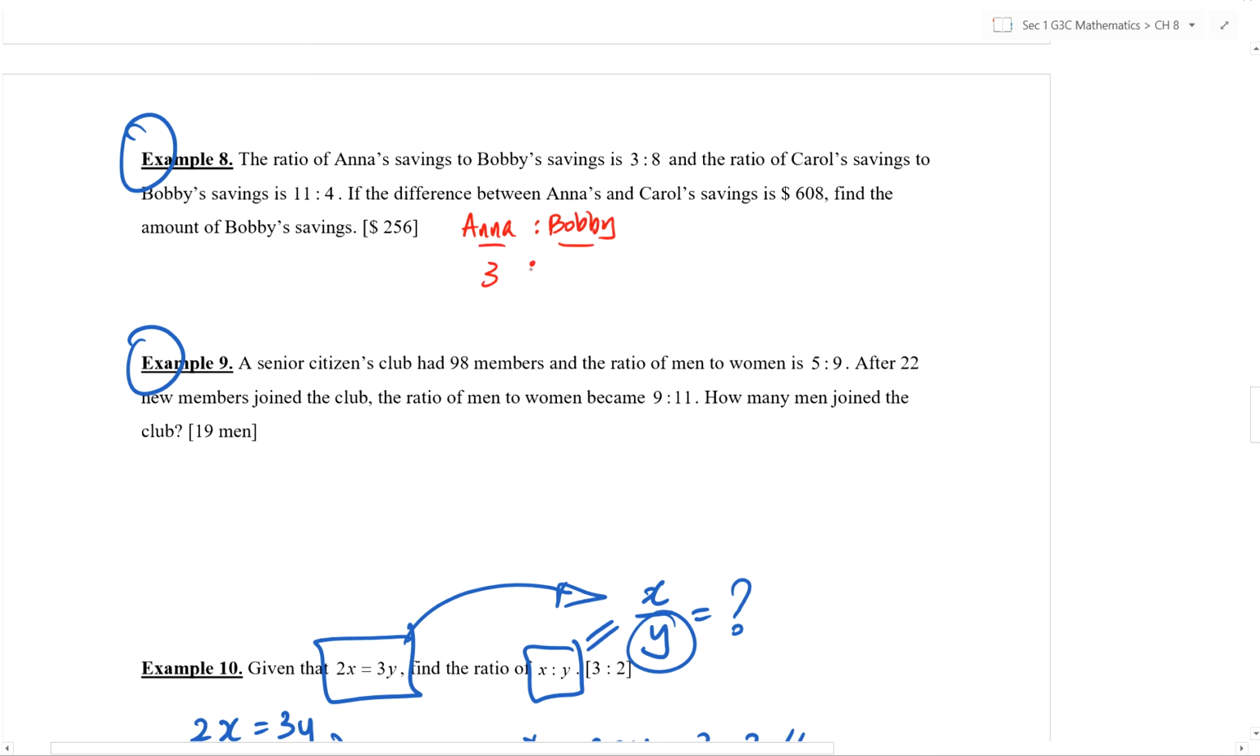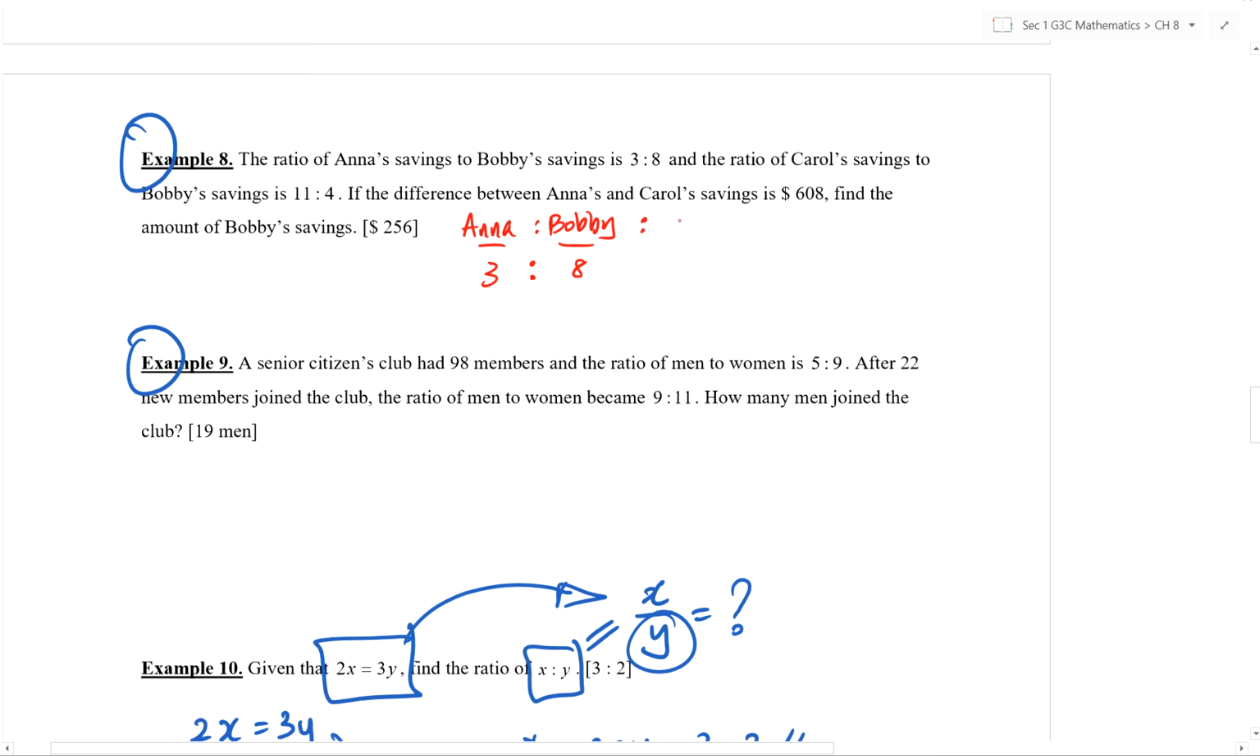3:8. Now, Carol's savings to Bobby's savings. It's the same Bobby, yeah? Carol to Bobby is 11:4. So there are 2 separate ratios, but they are connected by one common person. That is Bobby. So we can do them separately, or we can try and combine them together. And I'll show you how to combine them together in a very neat way.